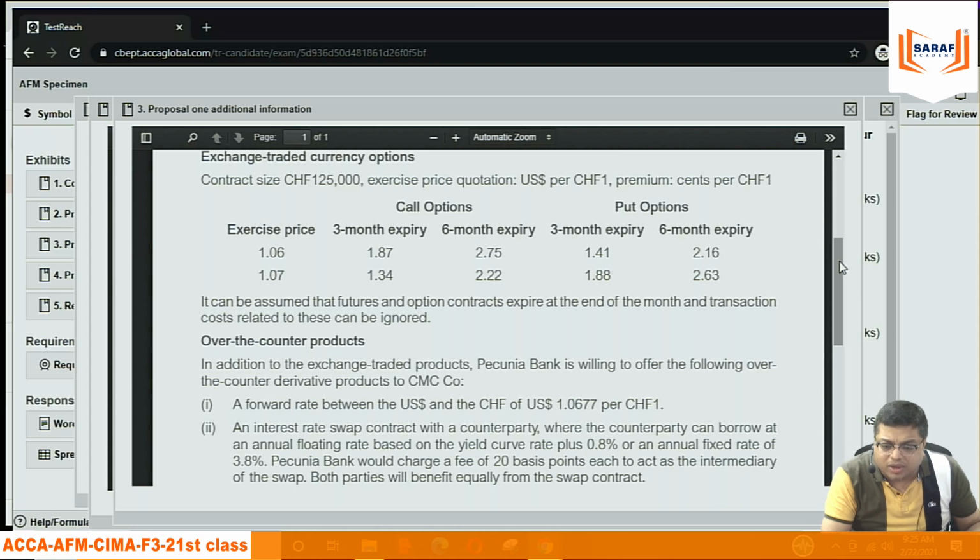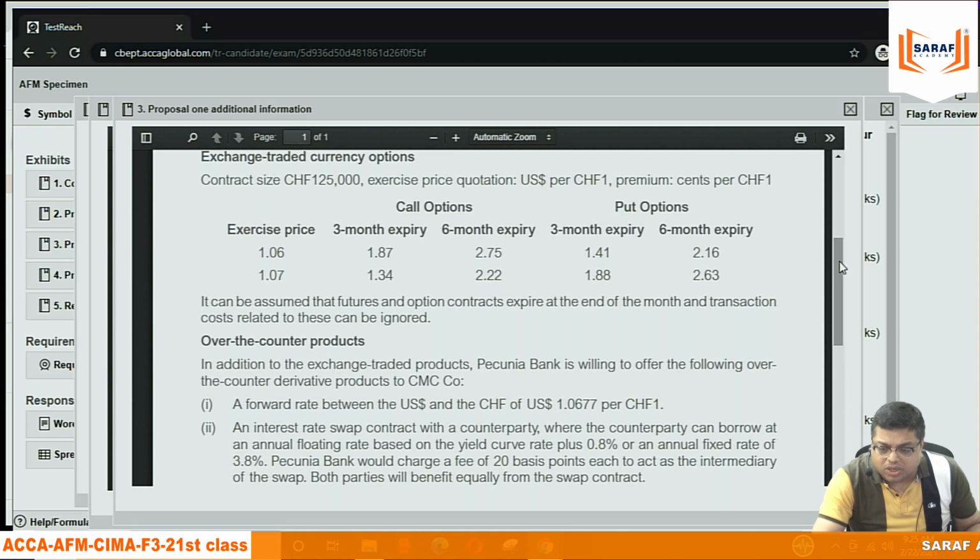Over the counter products. In addition to the exchange traded products, P Bank is willing to offer the following over the counter derivative products to CNC company. A forward rate between US dollar and CHF. That means maybe they have given hedging through a forward contract also.